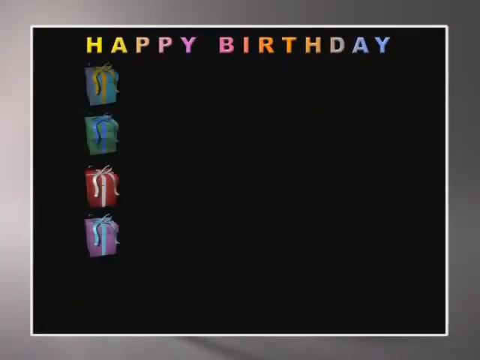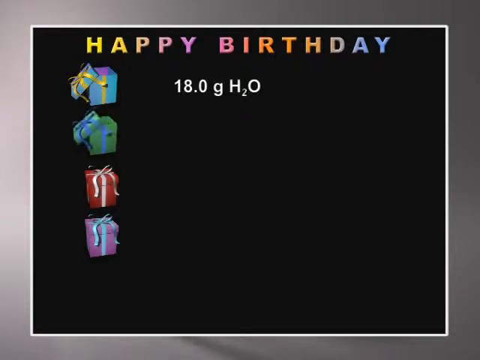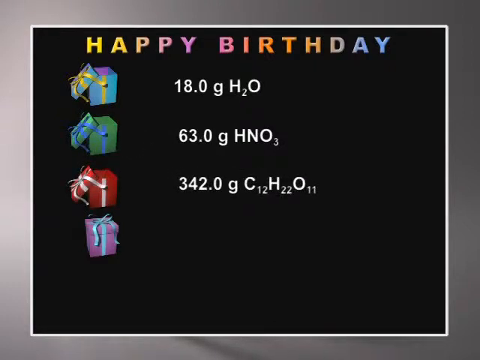And now comes what might be called another critical moment. Let's suppose you had a birthday party and you got 4 presents. One of your cousins gives you 18.0 grams of water. You open up another present to find that this friend gave you 63.0 grams of nitric acid. You open up a third present that contains 342 grams of sucrose, C12H22O11, and you open up a final present and it contains 601.9 grams of barium phosphate, Ba3(PO4)2.